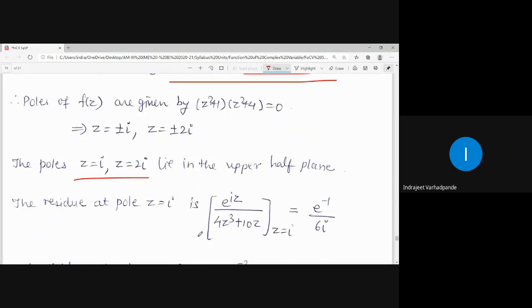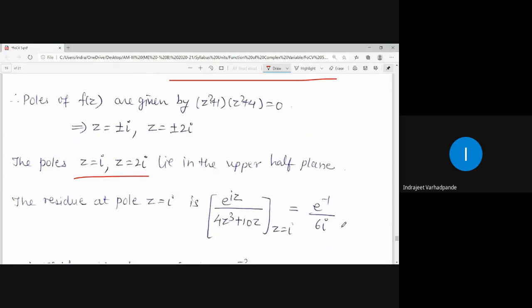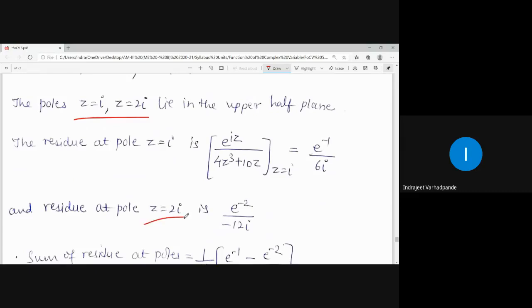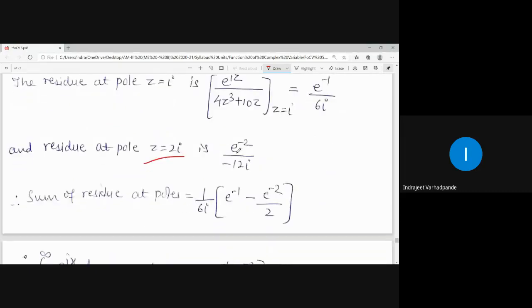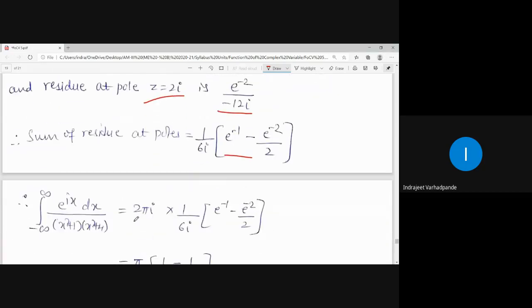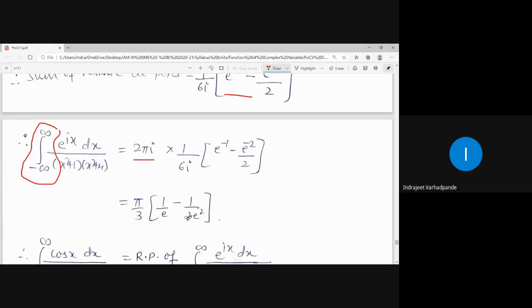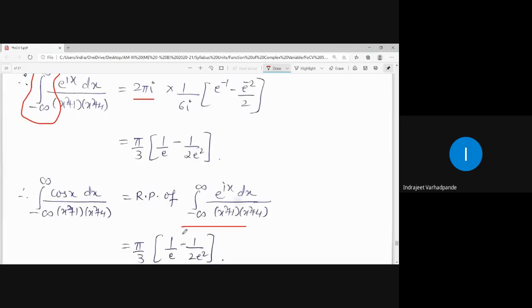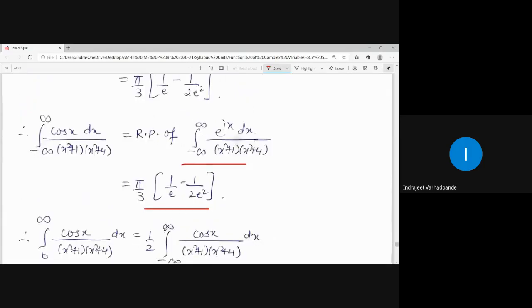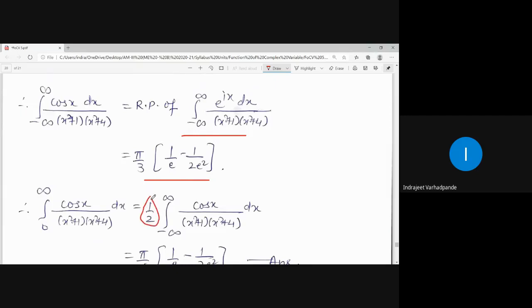Calculate the residues. This answer is e to the power minus 1 upon 6i. z is equal to 2i is another pole. Its answer is e to the power minus 2 upon minus 12i. The sum of the residues of both the poles is this, multiplied by 2 pi i, but this is the integral from minus infinity to infinity. Again, whatever will be the answer, it is the real part of this. उसको सिंप्लीफाई करो और किससे आखिरी में मल्टीप्लाई करना है, हाफ से मल्टीप्लाई करना है, ताकि आपको 0 to infinity का आंसर मिलेगा.